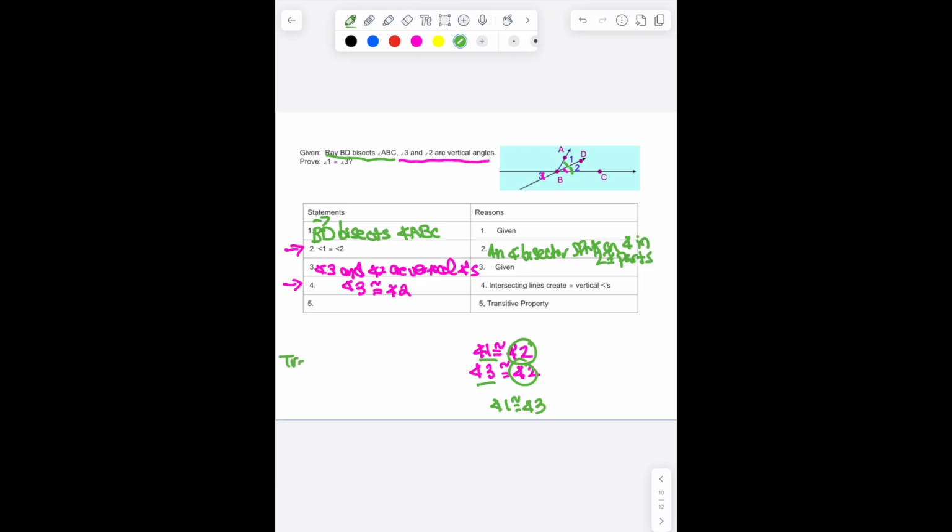And this is the transitive property. And the transitive property states, if two things are congruent to the same third thing, they have to be congruent to each other. So here, angle 1 and angle 3 are congruent to the same third angle 2, so they have to be congruent to each other. And that's what the transitive property states. So I'm going to put that over here. Angle 1 is congruent to angle 3 due to the transitive property.